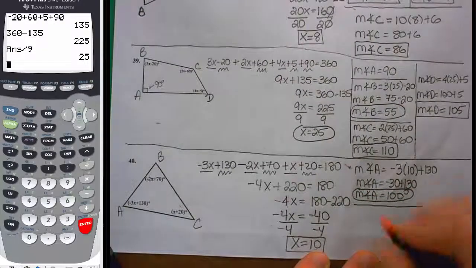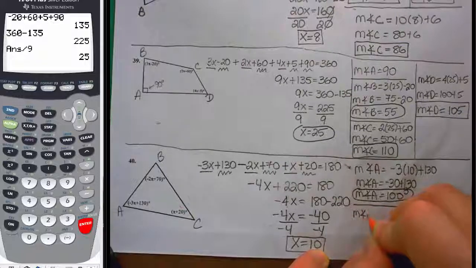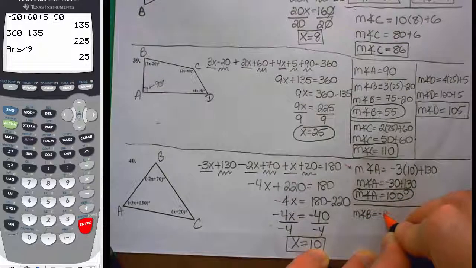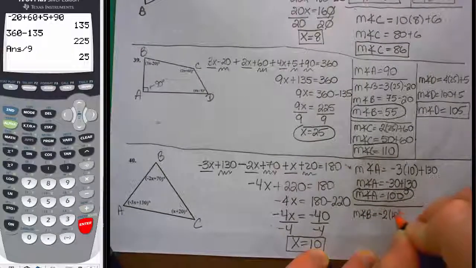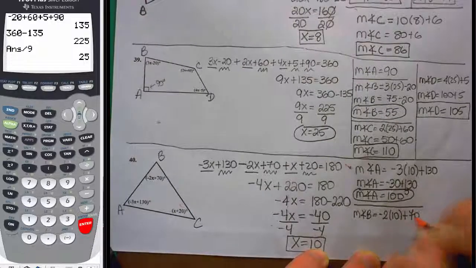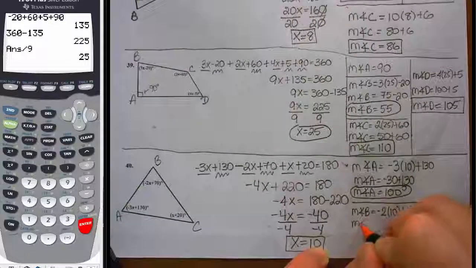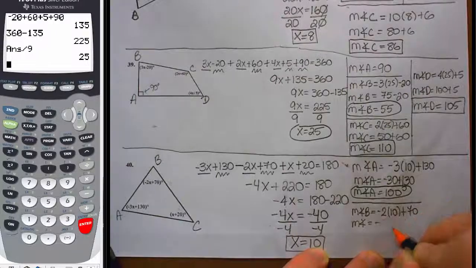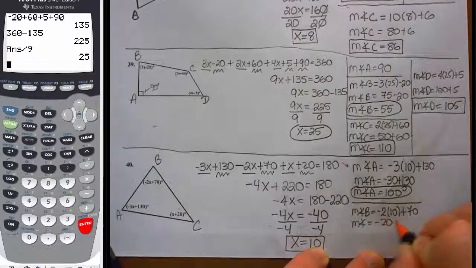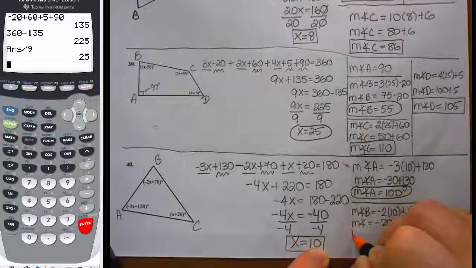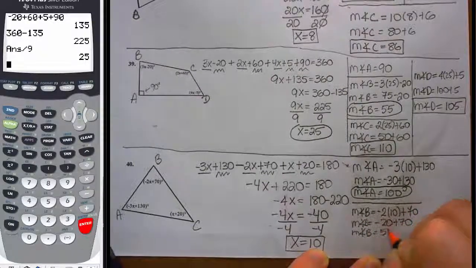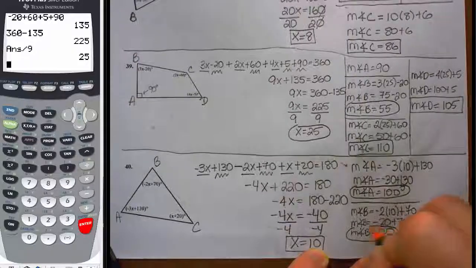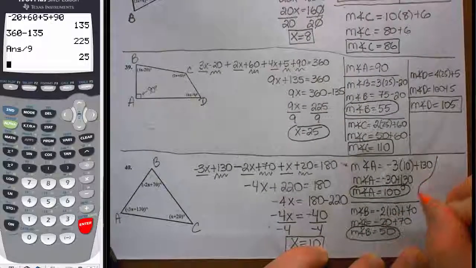Okay, let's find angle B. The measure of angle B equals negative 2 times 10 plus 70. So angle B will be negative 20 plus 70. Angle B then is equal to 50.